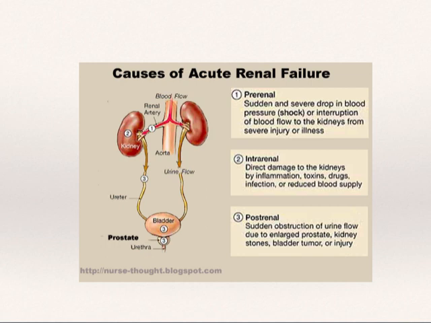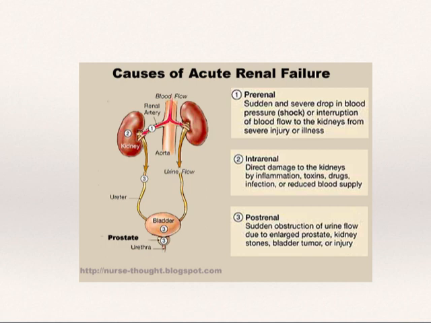Other causes of acute renal failure, or I'm sorry, this is the same thing, I just have it in a different slide. Pre-renal: a sudden severe drop in blood pressure, whether it's shock or an interruption of blood flow to the kidneys from severe injury, severe dehydration, hemorrhage, etc. That would be pre-renal because it's before the kidney.